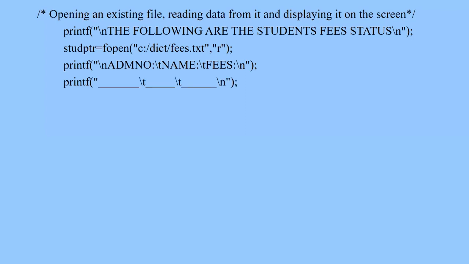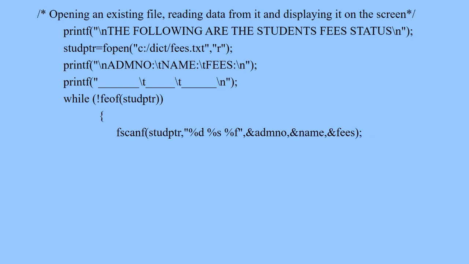So we also underline those headings using this statement. And then we check the following condition: while not end of file pointed to by the student pointer, do the following. So do this as long as the end of file is not encountered.